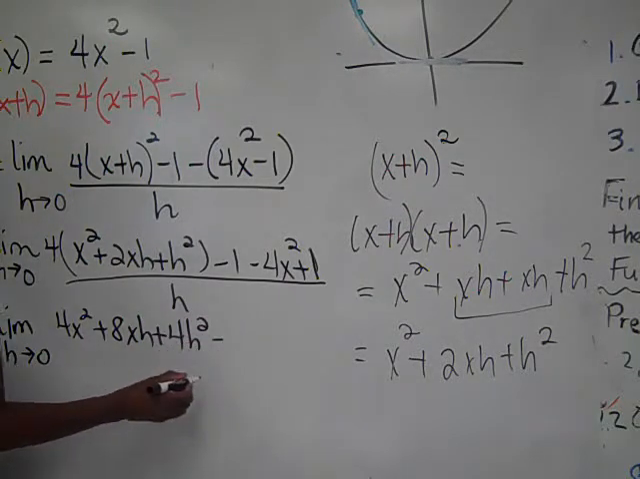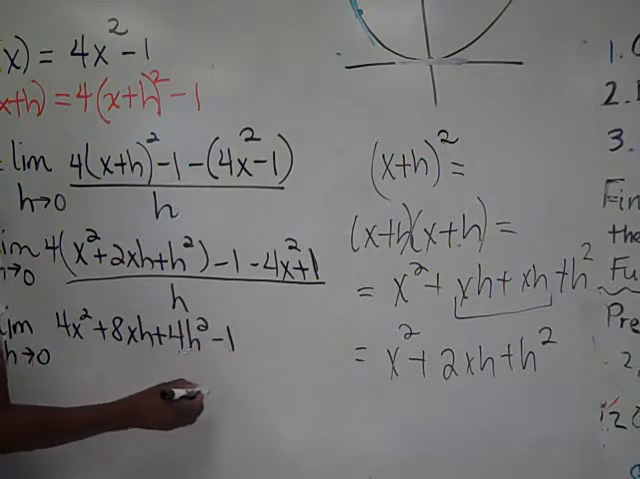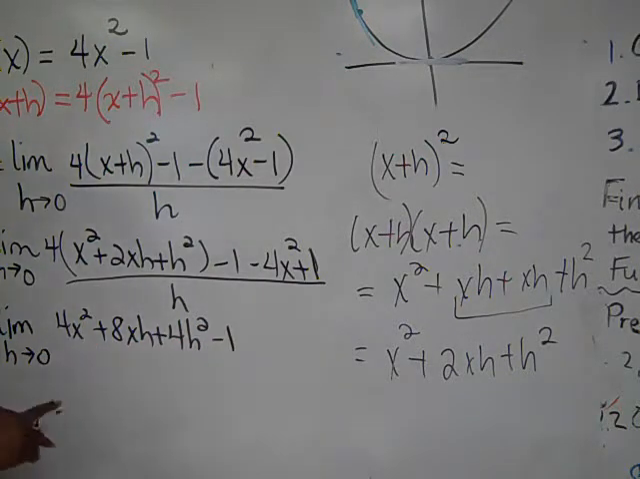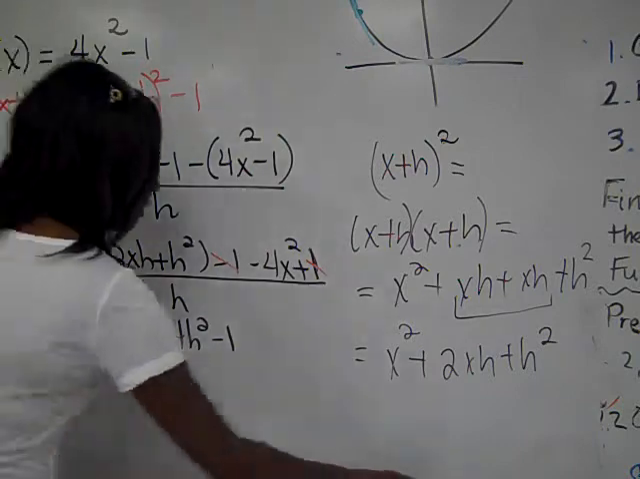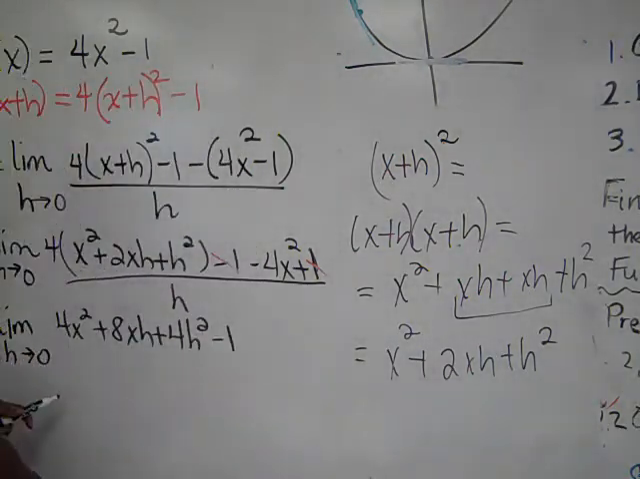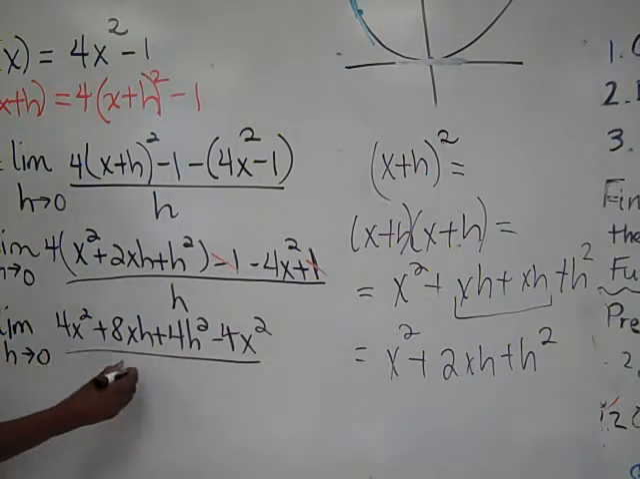Minus 4x squared. Minus what? You skipped something. Minus 4. No, because that one cancels out. Oh, I didn't know you had already canceled out up here. Okay, you got rid of that. So then what? Minus 4x squared, all over h. Is there anything else that goes away?